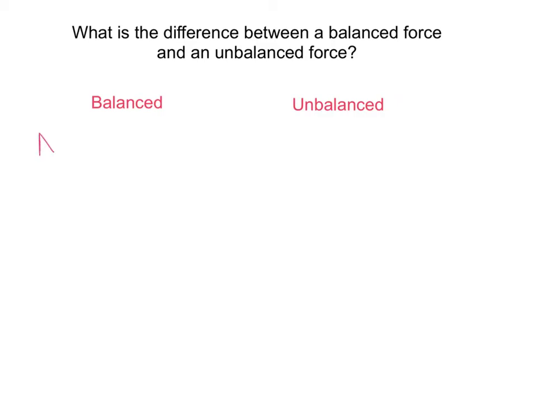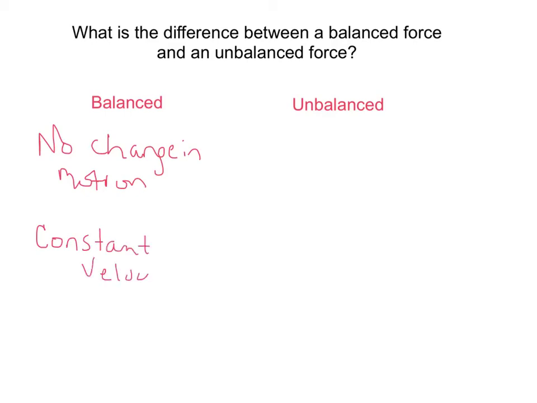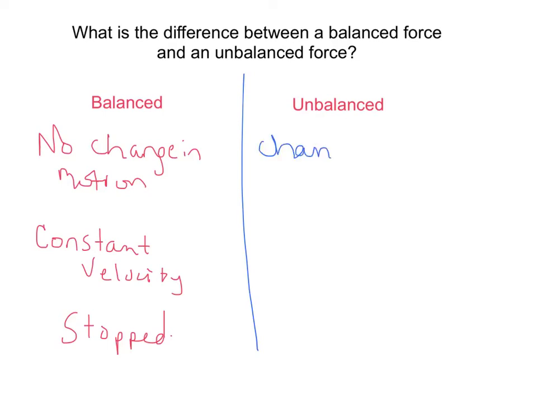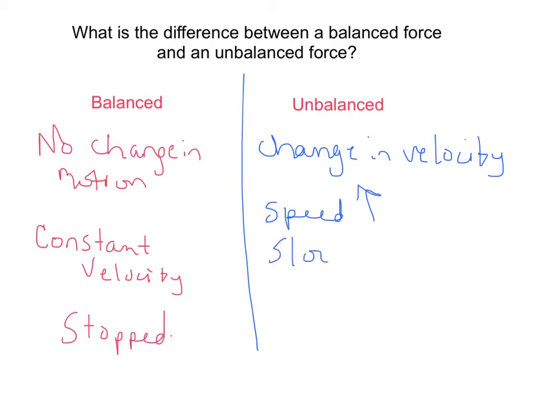Balanced. No change in motion. So it's either going at a constant velocity or it's stopped. Unbalanced, on the other hand, has a change in velocity. And just to review, that means it can speed up, slow down, or change direction.